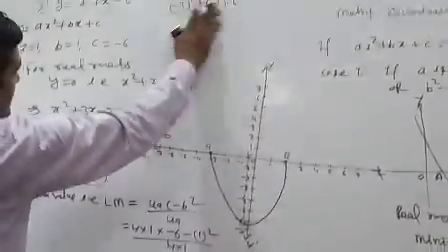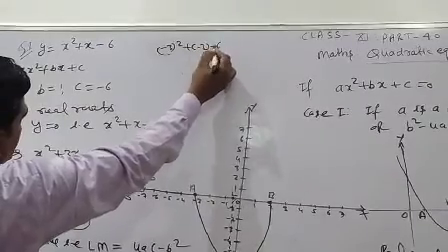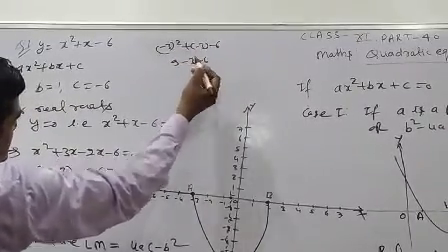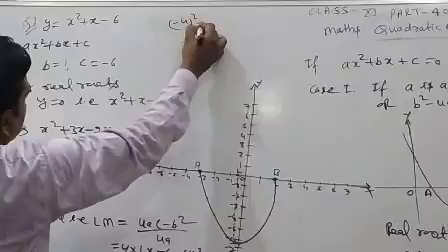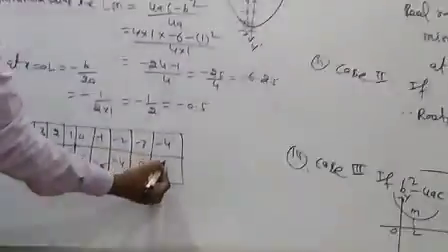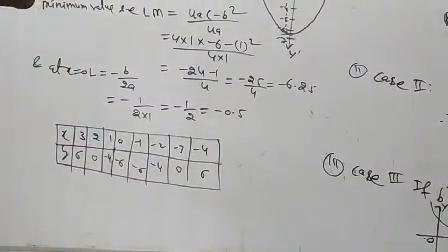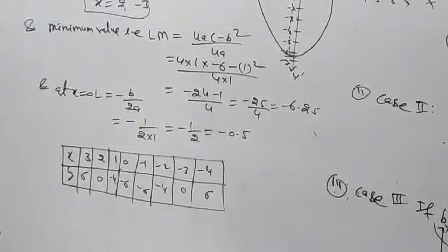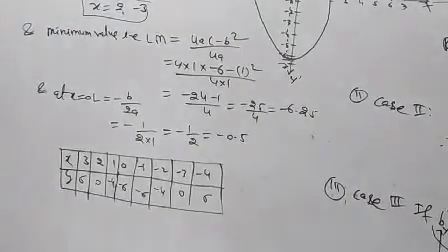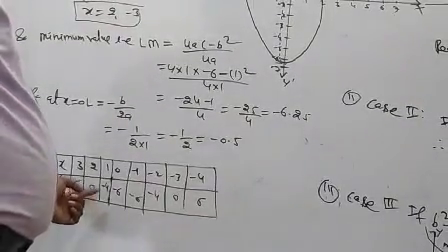Clear? X is equal to minus 3: 9 minus 3 minus 6, 9 means what? 0. And last value, x is equal to minus 4: 16 minus 4 minus 6 is equal to what? Plus 6. Clear? With so many values, we can get so many other points. Other means 6, 0, minus 4 like this one.